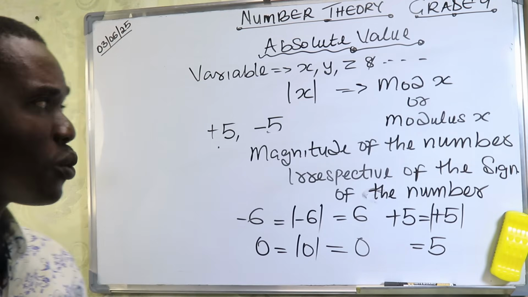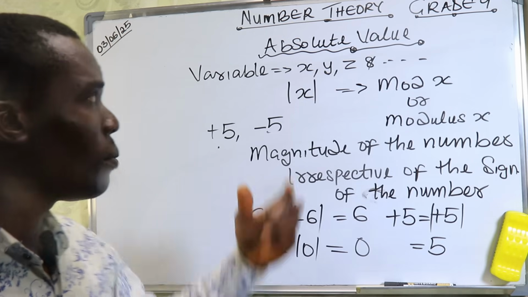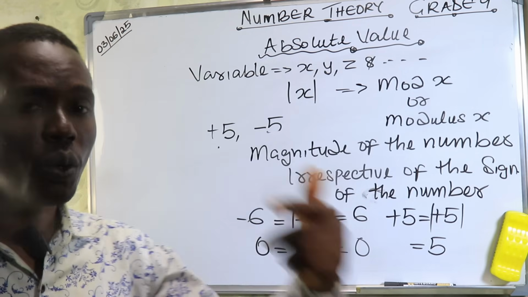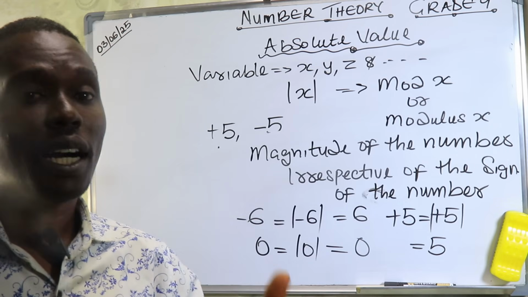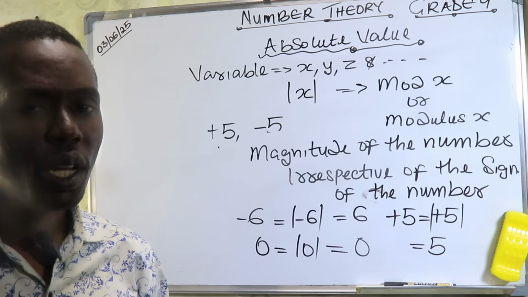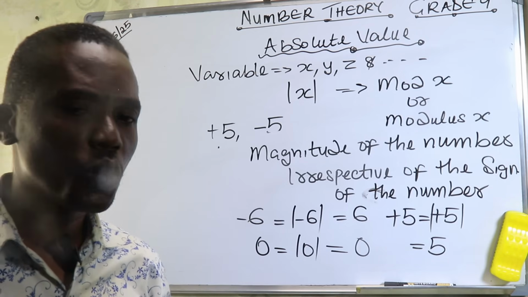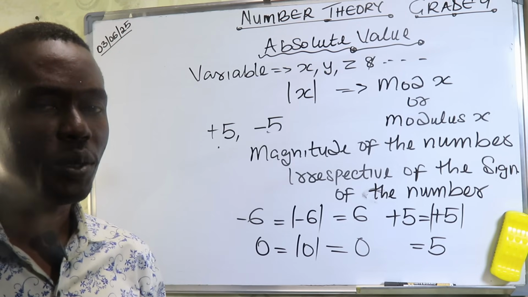In our next class, we are going to look at the square root of a number, which is the second topic you'll be taking in your grade 9 mathematics as you get into high school. Now we're going to consider square root and some other topics under square root.